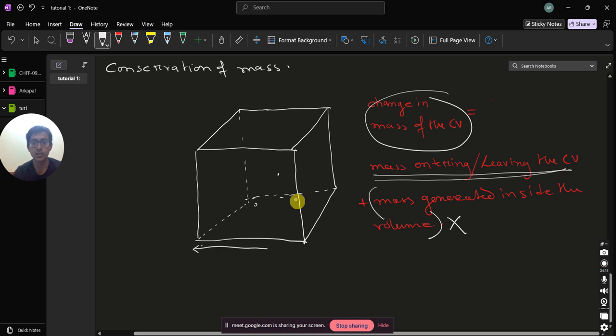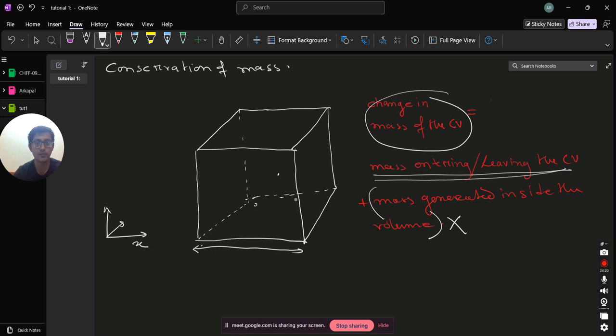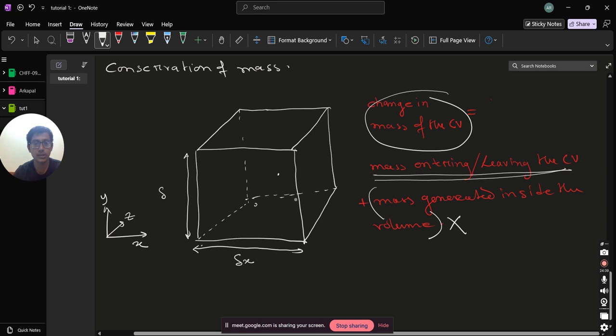Okay, so for example, let me draw the coordinate system. This will be helpful, and the arrows pointing is the positive direction. So this is the positive x direction, this is the positive y direction, this is the positive z direction. Now say this is delta x, this is delta y, and say this is delta z.